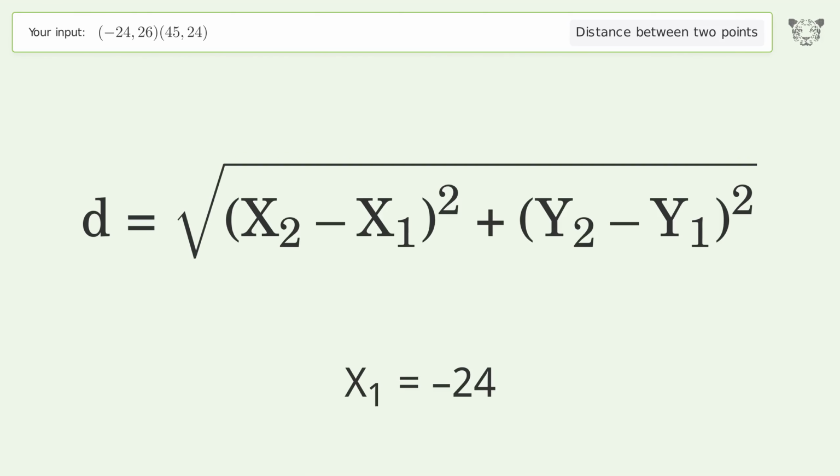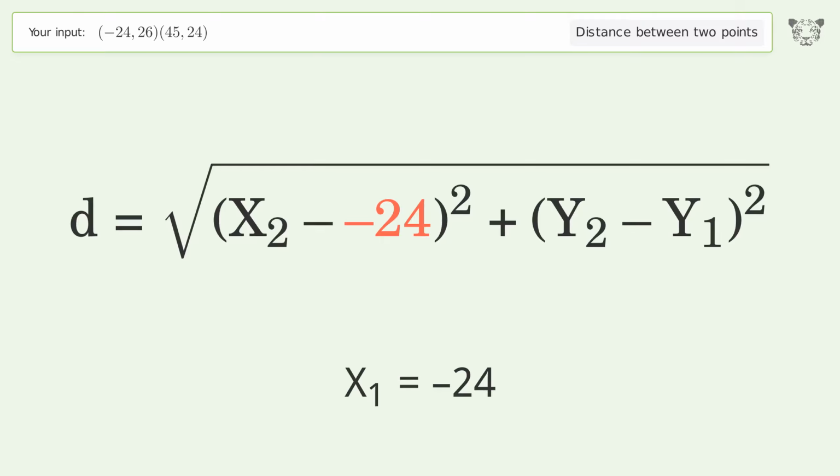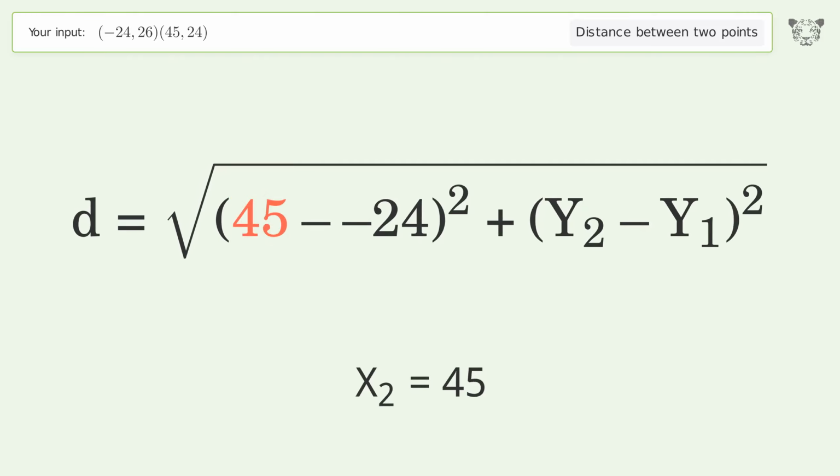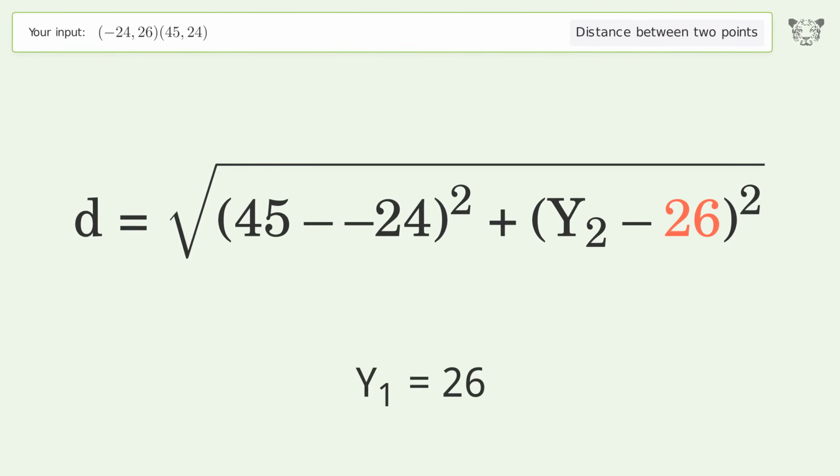x1 equals -24. x2 equals 45. y1 equals 26. y2 equals 24.